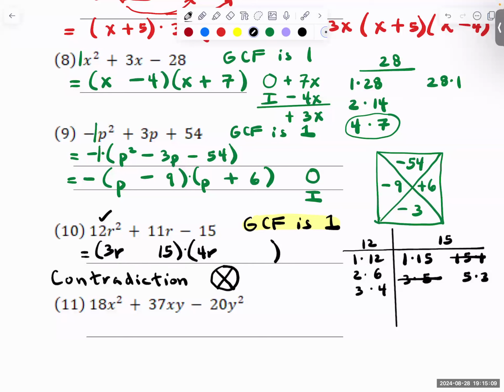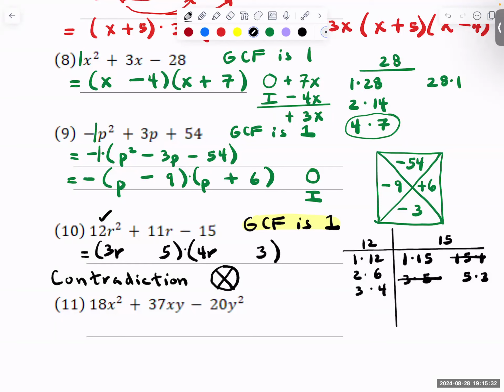Furthermore, it may be that bigger numbers are not going to be in the factorization. It just depends on the size. How big is the middle coefficient? 11 is not that big. All right, so let's erase and ultimately try 5 and 3. 5 times 3 is 15.